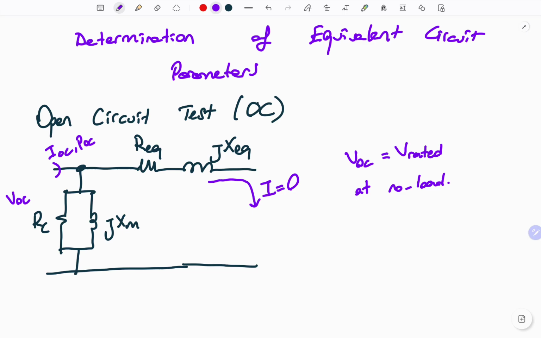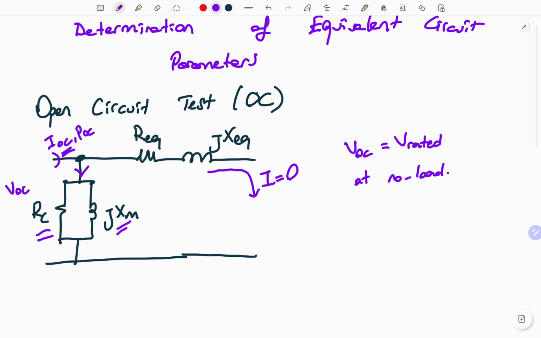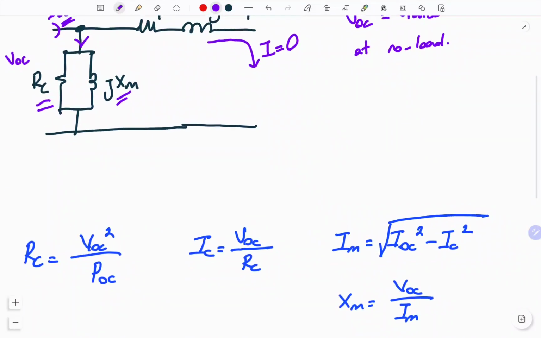If it is 0, all the open circuit current, the current coming from the source, will flow through the RC and XM, which represent the excitation branch. That means by using proper equations, we can calculate the RC and XM. We will use the fundamental voltage, current, and power relations for the determination of RC and XM. They are connected in parallel with the source. Because of this, we can use RC equal to voltage squared over the active power value.